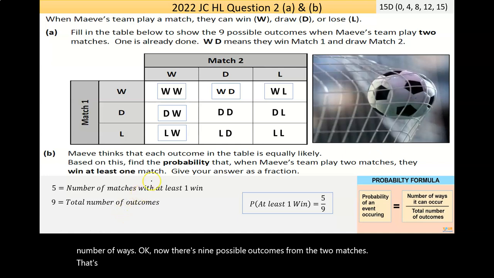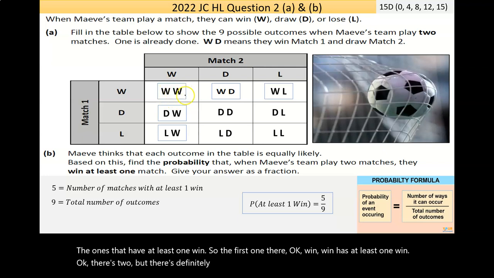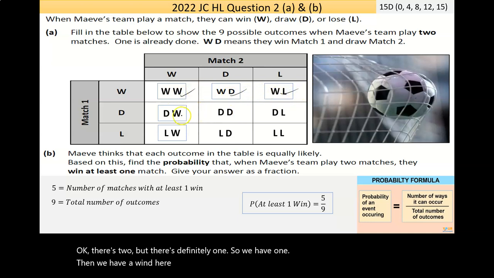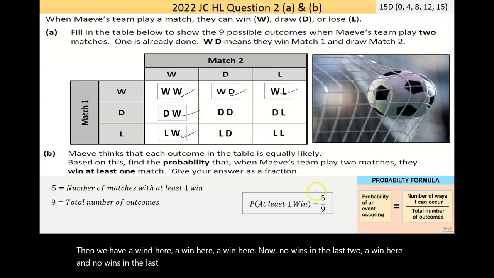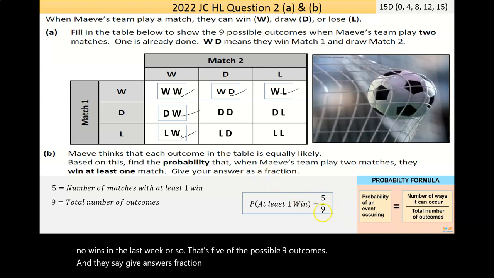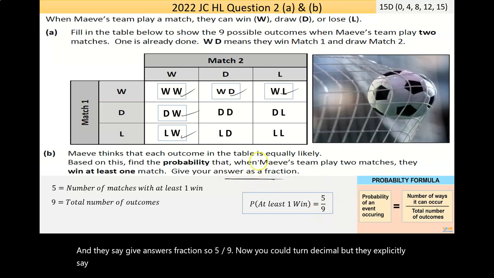Now, the ones that have at least one win. The first one, win-win, has at least one win. There's two, but there's definitely one. So we have one, then we have a win here, a win here, a win here. Now, no wins in the last two, a win here, and no wins in the last two here. So that's five of the possible nine outcomes. And they say give your answer as a fraction, so it's 5/9. You could turn it into a decimal, but they explicitly say leave your answer as a fraction.